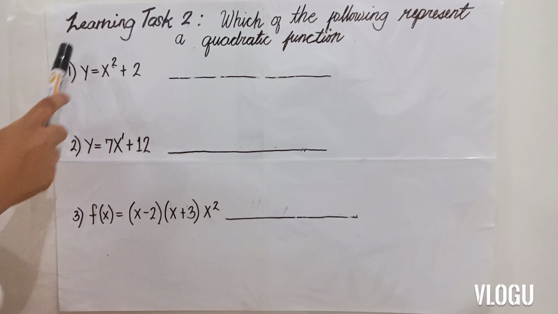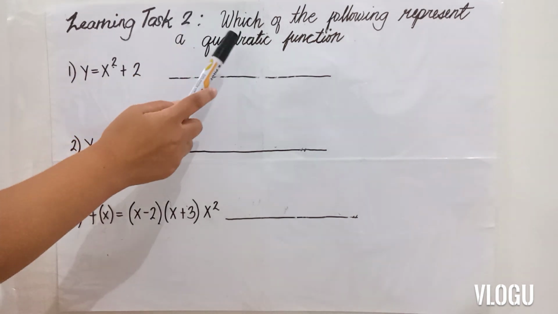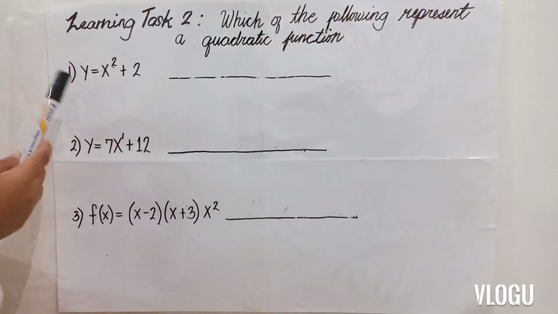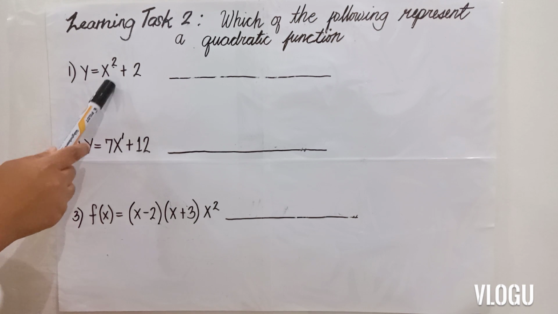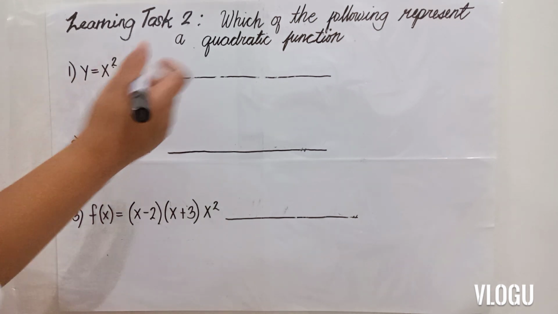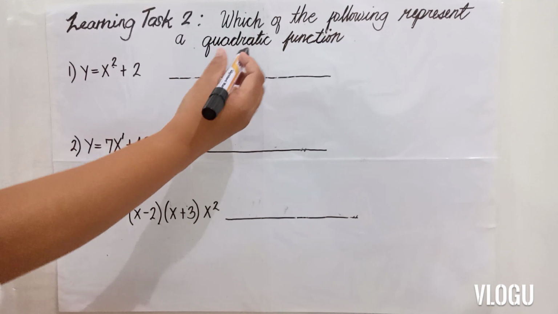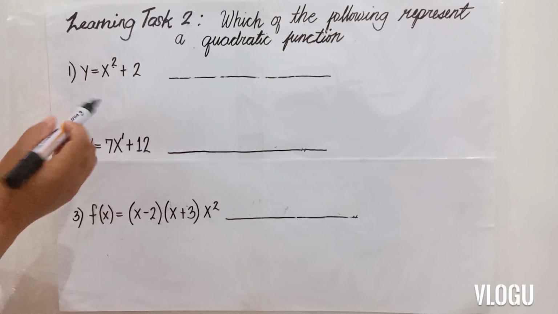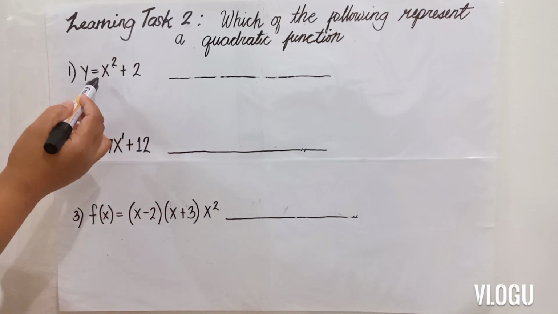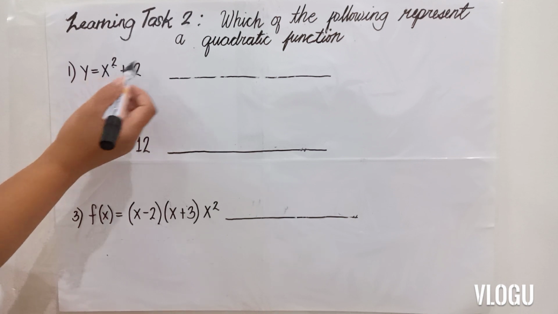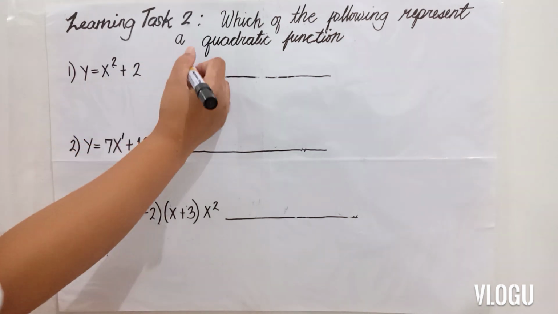Now let's have an example in learning task 2. Which of the following represents a quadratic function? So number 1, we have y is equal to x squared plus 2. So pag sinabi natin quadratic function, dapat ang highest degree niya or ang highest exponent ng ating variable ay 2. So let's check. So since the highest degree of this function is 2, therefore this is a quadratic function.